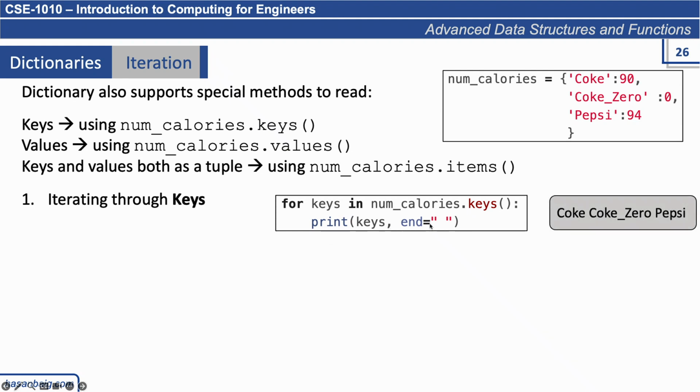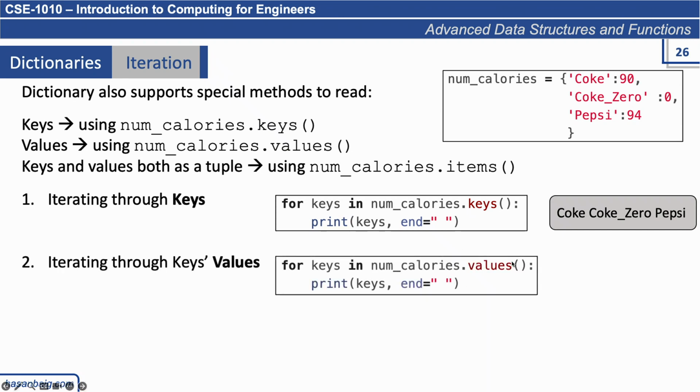When you print keys, followed by a space at the end of the print statement, Coke, Coke Zero, Pepsi are the keys present in num_calories. In order to access values, instead of using the square brackets way, we can simply use the dot values method. You can see that we are retrieving values, but they are being stored in a variable named keys. Again, it's simply a variable. You can name it whatever you want. Naming it keys does not mean that it will be holding keys. This is very important from a conceptual point of view. It will retrieve values because we have used the values method.